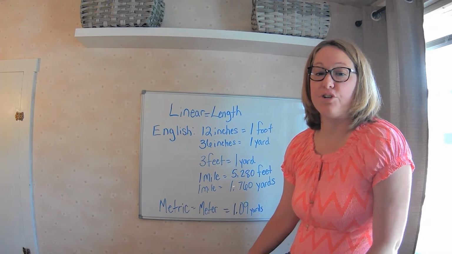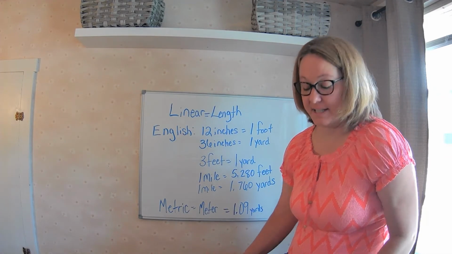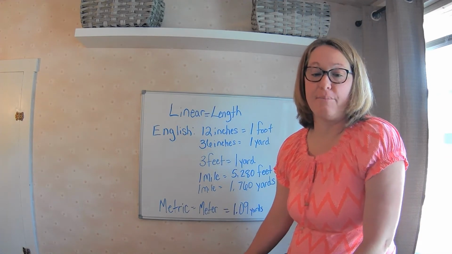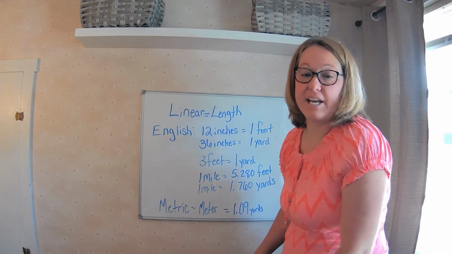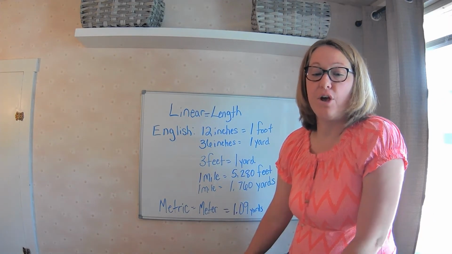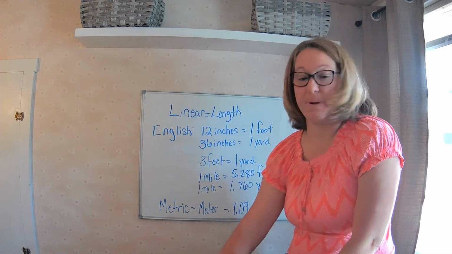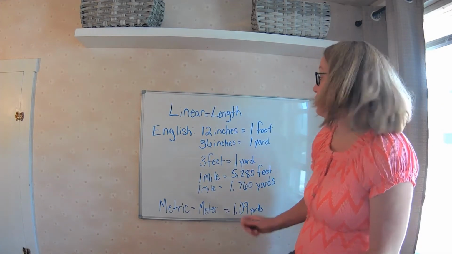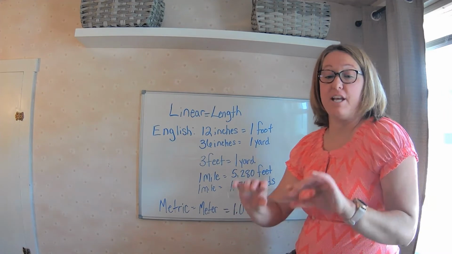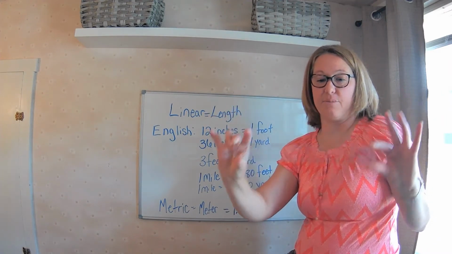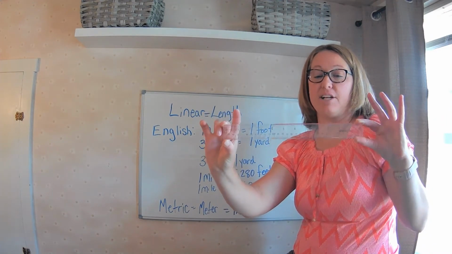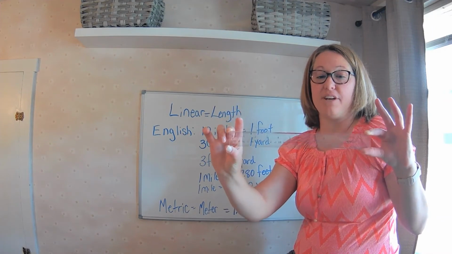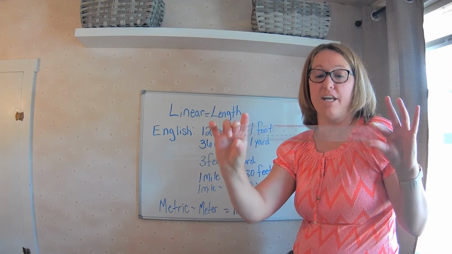All right, today we're going to do measurement equivalence. We're going to start with linear measurements. Linear is to measure length. You have an English measurement. We use inches for that, and English is 12 inches equals a foot. If you have a ruler, it's a clear ruler, but it has 12 inches. This 12-inch ruler is equal to 1 foot.